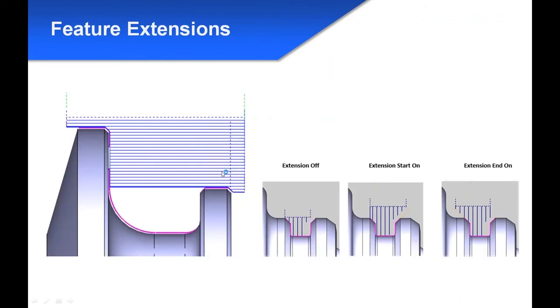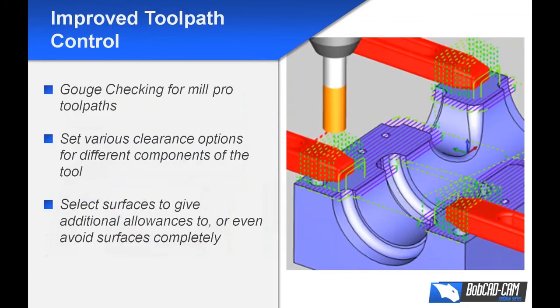Feature extensions allow you to go in and extend the toolpath if needed. Without having to draw extra geometry, you can just say extend start and end, and it'll actually extend it. Here are some examples of it extending the toolpath for you. All right, so let's go ahead and dive into the lathe portion itself.